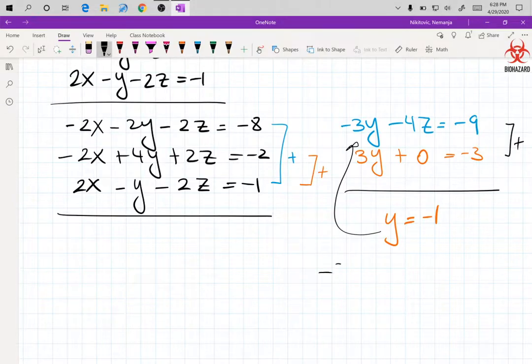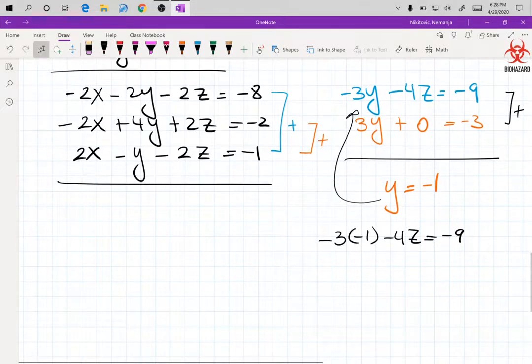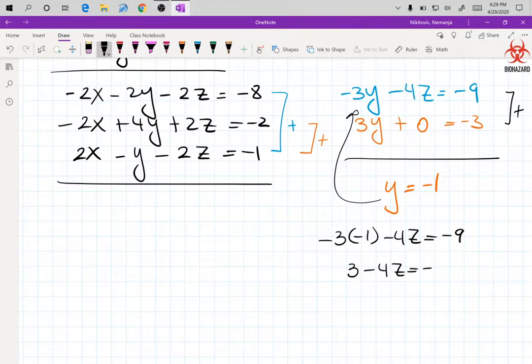So now I have -3 times -1 minus 4z equals -9. To calculate z, that's 3 minus 4z equals -9. -4z equals -12. Z equals 3.